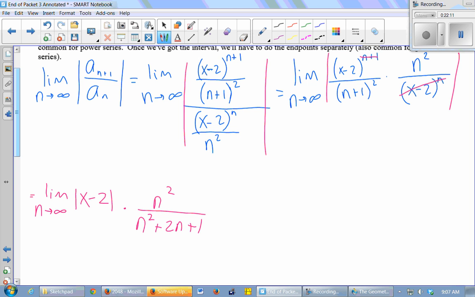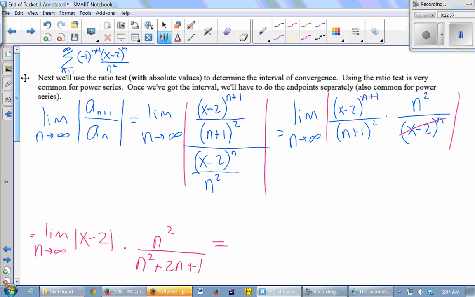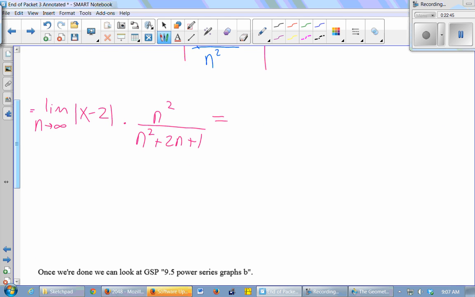Now, the x minus 2 doesn't change with the value of n, right? n doesn't affect this. There's no n's in that term. So I can pull that outside of the limit. So this becomes the absolute value of x minus 2. Well, actually, maybe I won't do that, because n is always positive, because n goes from 1 to infinity. So I already knew that this would already be positive. But technically it is in absolute values.